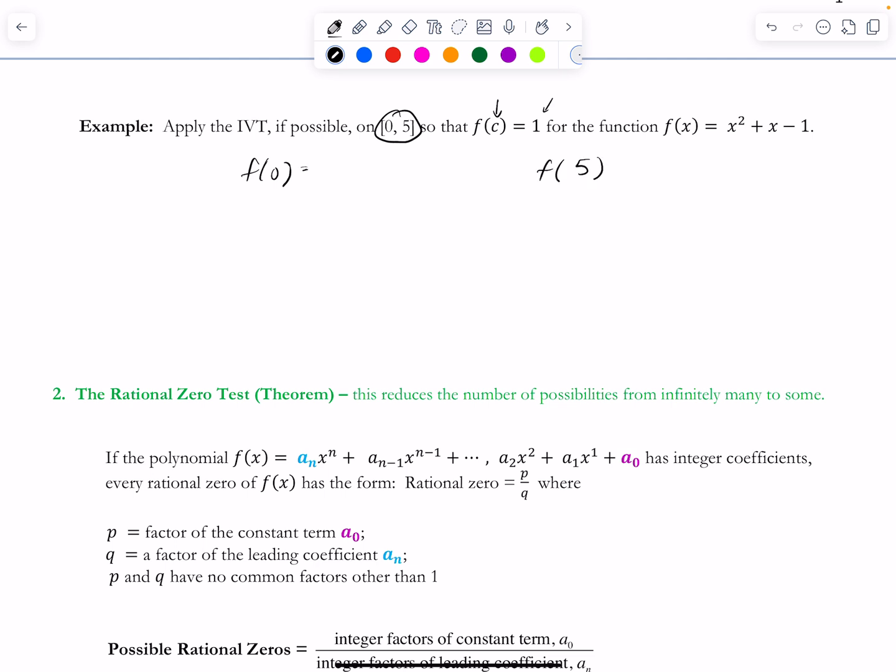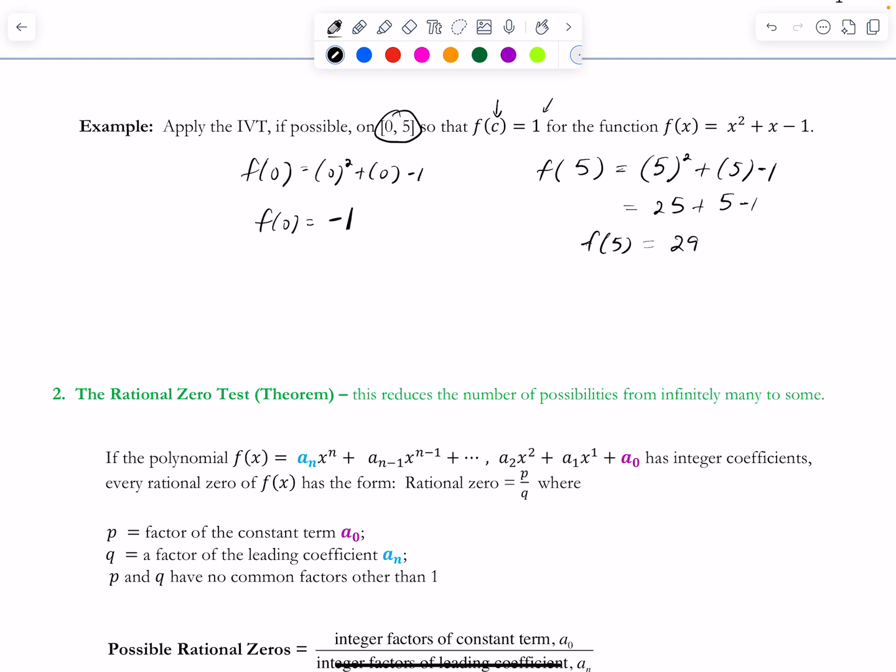That's going to be quicker, right? This one's a little bit simpler because 0 squared is 0, plus 0 is 0, so minus 1. So plugging in 0 gives me negative 1. Plugging in 5 will take a little bit longer, which is 25 plus 5 minus 1, which is going to be 29.